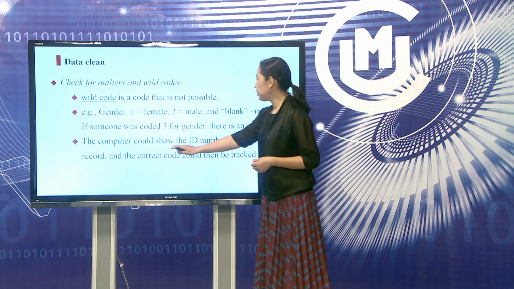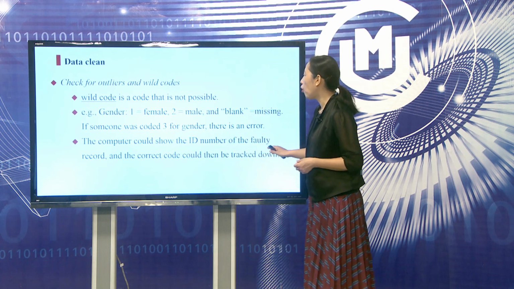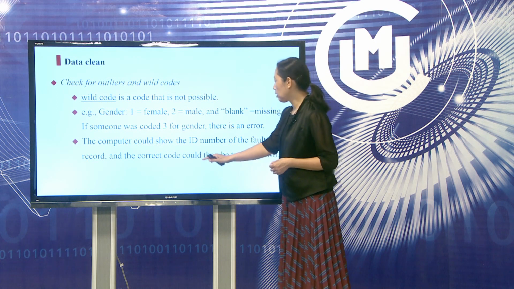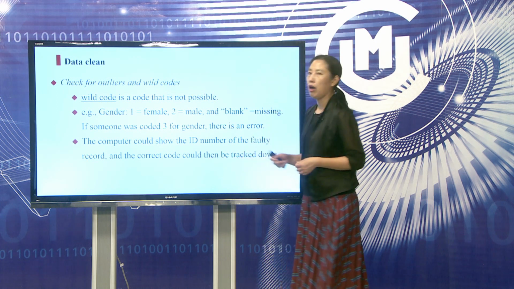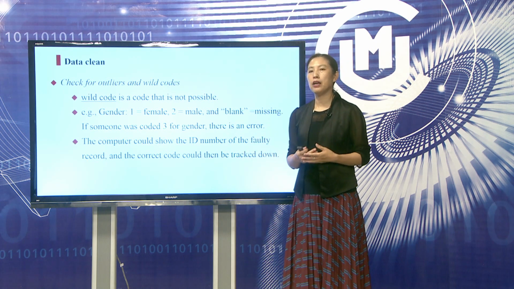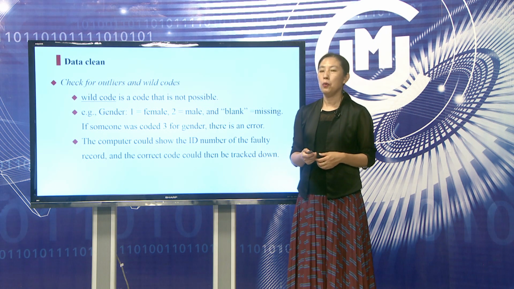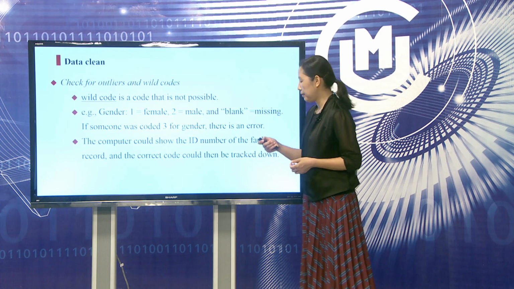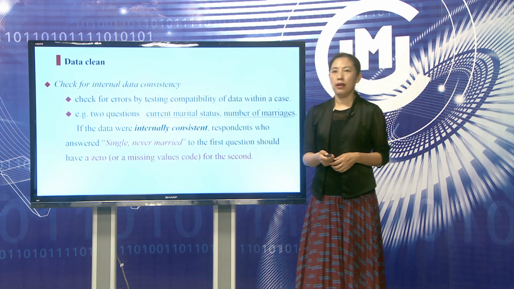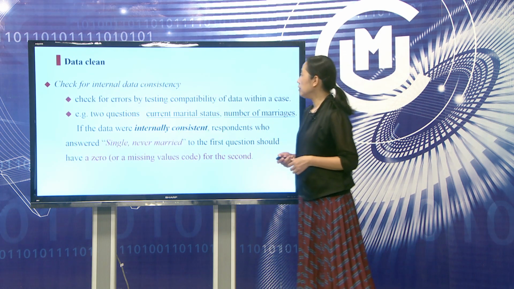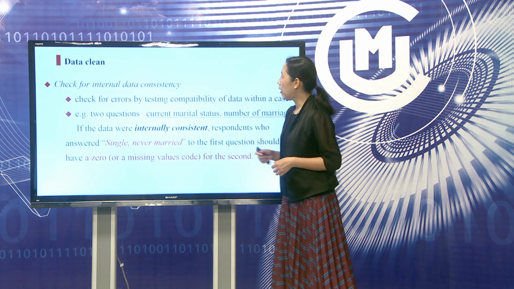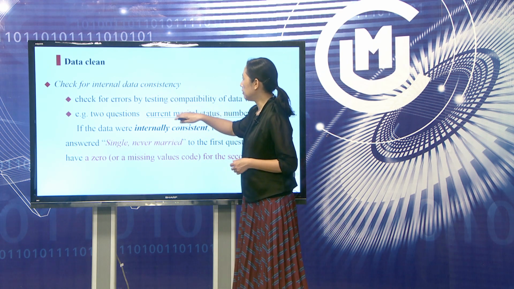And the computer should show the ID number of the faulty record, and the correct code could then be tracked down. So it's very convenient if we have the dataset software, we can use that software to help us correct. And later, for the data clean, the second part is to check for internal data consistency.